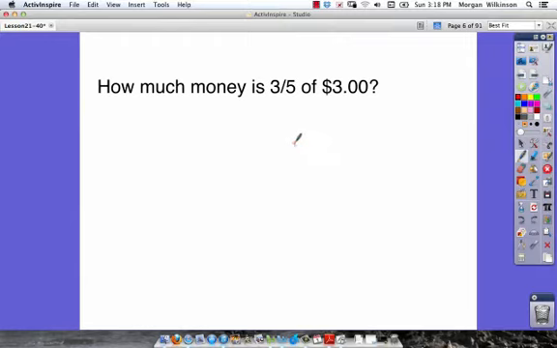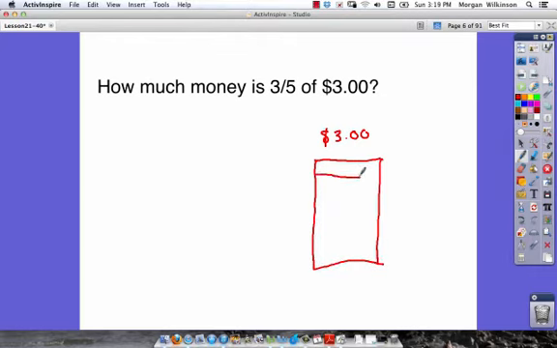How much money is 3/5 of $3? Now in this example, we're going to do it a little differently. We're going to make a diagram box. In the diagram box, we're going to have a total of $3. Our diagram box is going to go below our total amount. We're going to divide it into 5 equal parts. We know that it has to be 5 equal parts because we have 3/5.